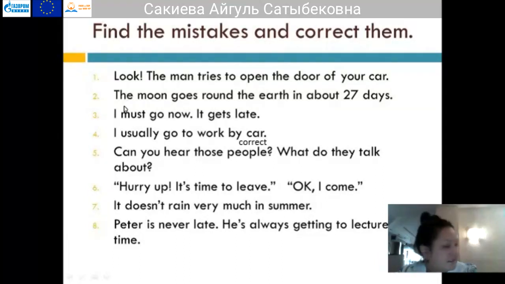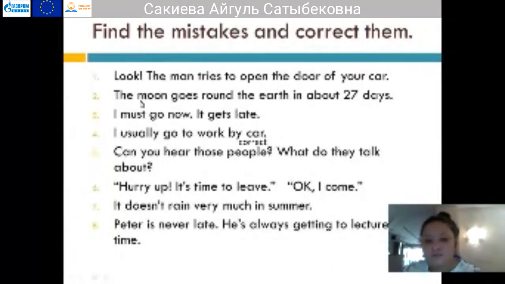This sentence, some of them have mistakes, but some of them do not have. Some sentences are correct. Could you please correct the wrong sentences? First, look, the man tries to open the door of your car. Is it correct or wrong? I don't think it's correct. But if I go the word look, when the action is happening right now, or the action is happening every day.